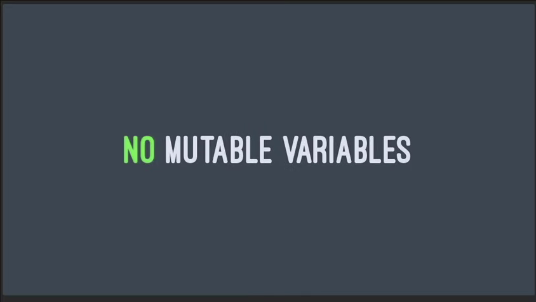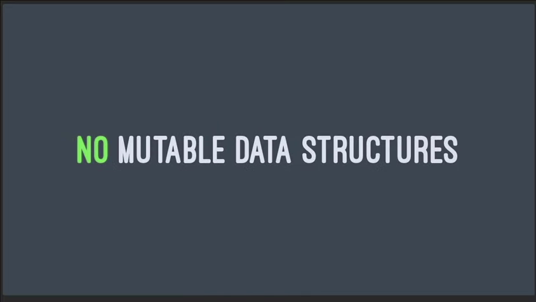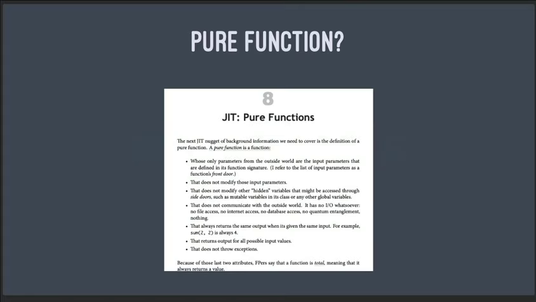And notice that we did that with no mutable variables, no mutable data structures, and no impure functions. And this brings up a really good point. What is a pure function? And in one of my books, I have this long definition of a pure function, but basically the input parameters only come in through the front door. The pure function does not modify those parameters. It does not modify any other hidden variables or anything in a global state.